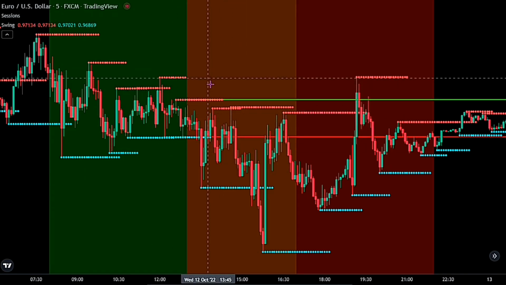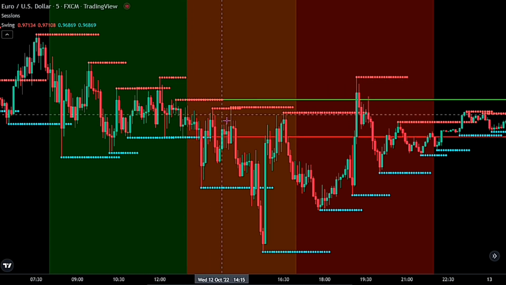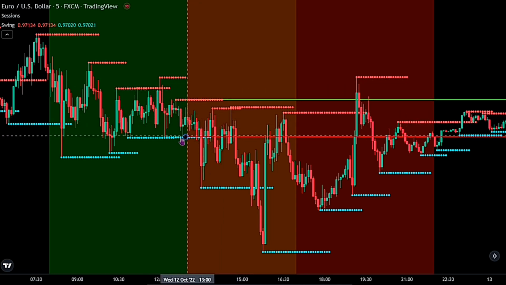Now note that this strategy is not yet complete, as you need to also add a good exit and trailing stop indicators to better help you manage the trade for maximum profit.